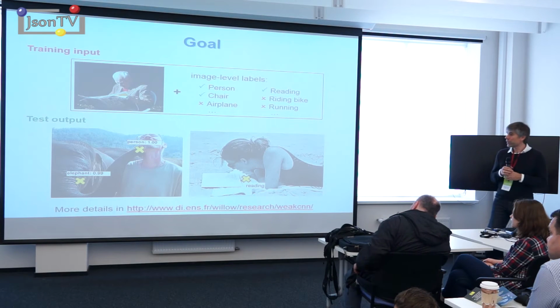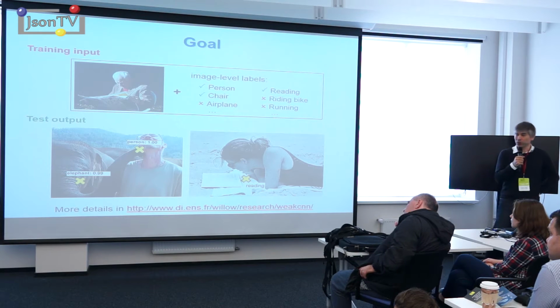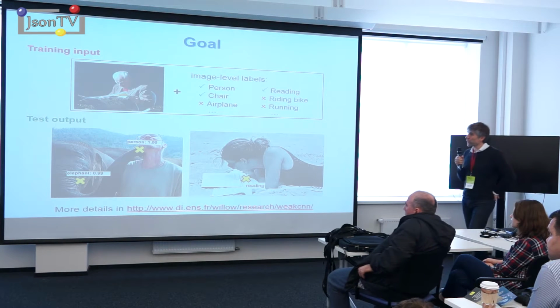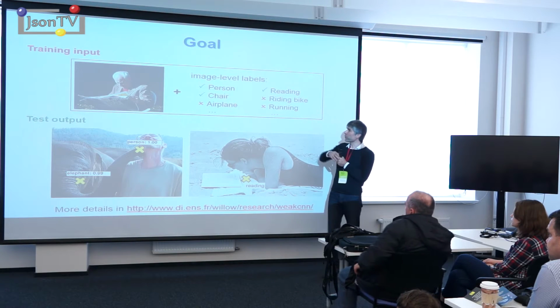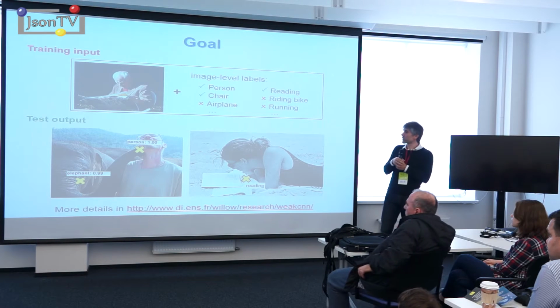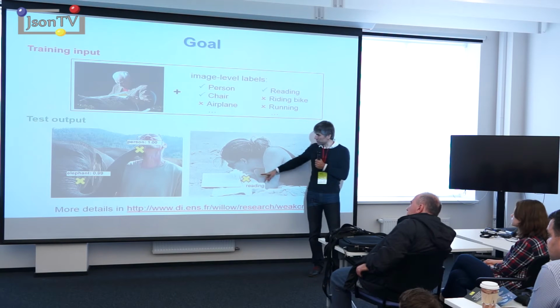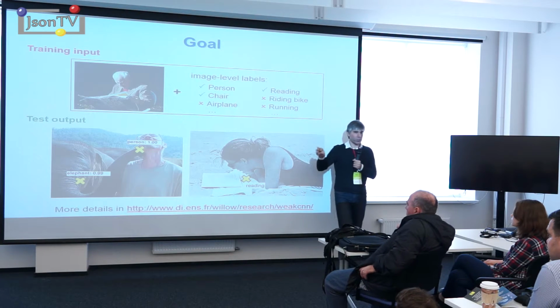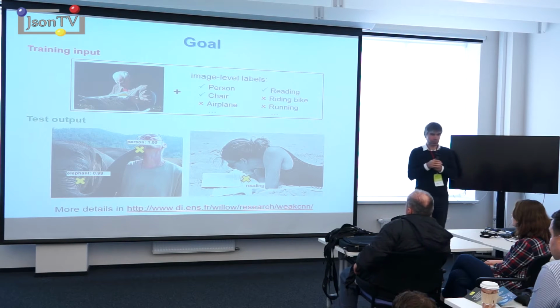So to formalize a bit, in this part we don't deal with text recognition. We just assume that given an image, we are given a list of yes/no answers, so whether this image contains a person in a chair, or if the person is reading or not. And then at the end, at test time, we want something like this. We want to recognize and localize the object, or action.